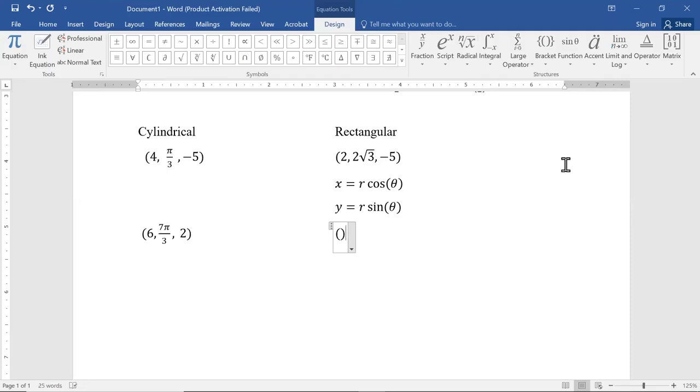In terms of this second point, 6 times cosine of 7 pi over 3. I haven't typed that one in yet. I just get a 3 there. And then when I take 6 times sine of 7 pi over 3, I get, excuse me, 3 root 3.